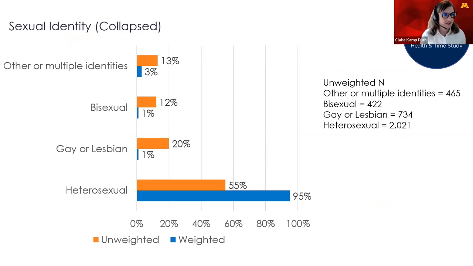When we collapse sexual identity, and here you can see the weighted and the unweighted results, about half of the sample, or weighted, it looks like 95% because of the oversampling, but about half of the sample was heterosexual, about 20% was gay or lesbian, about 12% were bisexual, and about 13% were other or multiple identities.